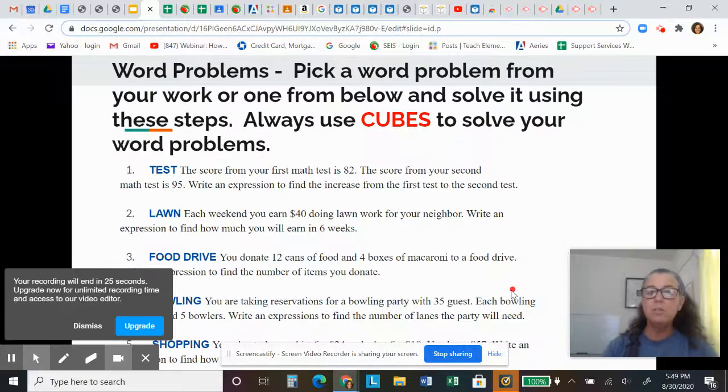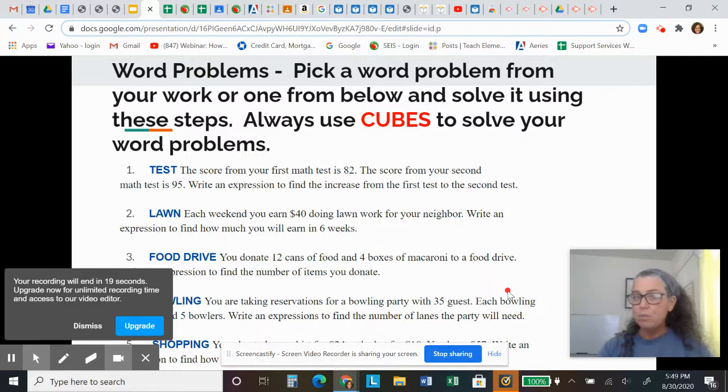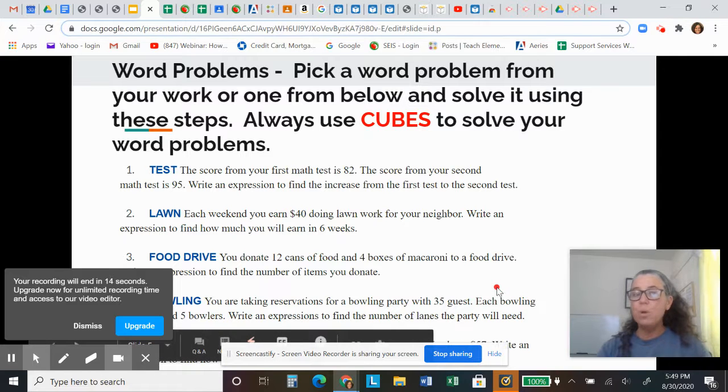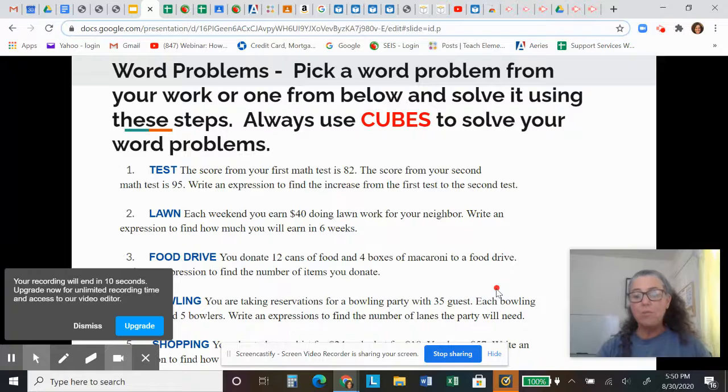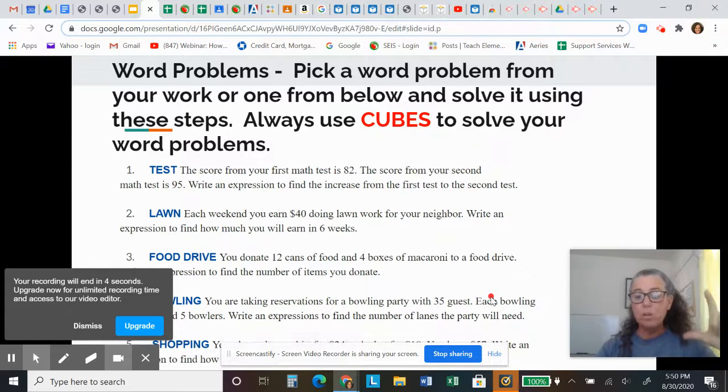Then what you're going to do is pick a word problem from your work that we've either assigned you or that you have in your classroom, or you can choose one from below here, and you're going to do one problem using this graphic organizer and the CUBES steps. I want you to show me your work. The CUBES graphic organizer, I want to see filled out.